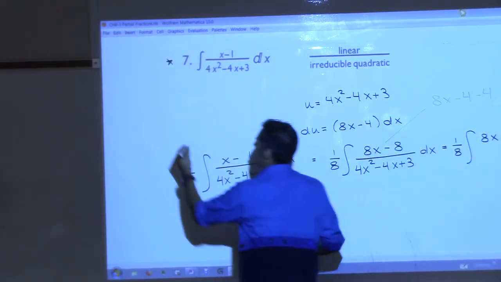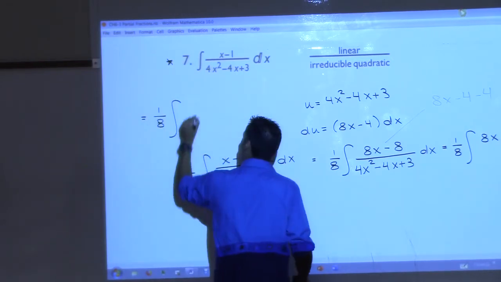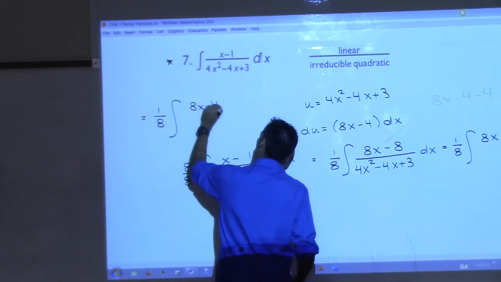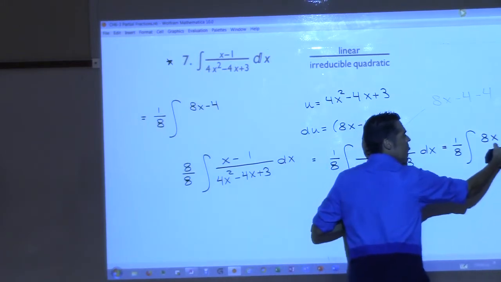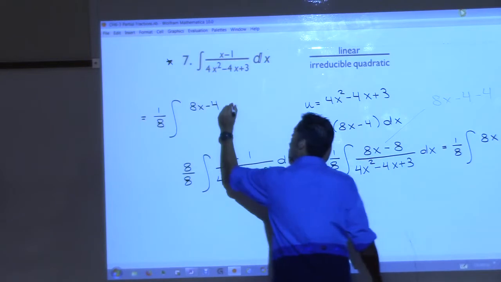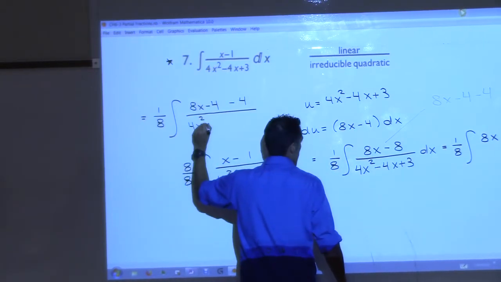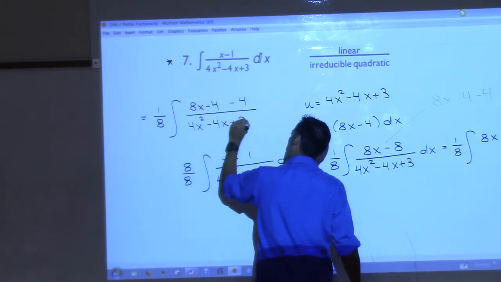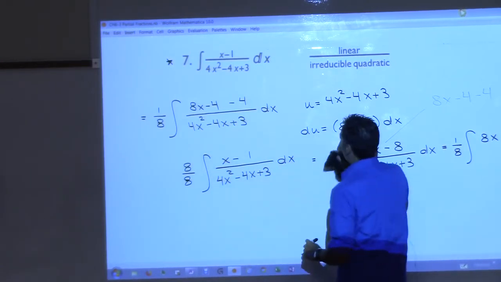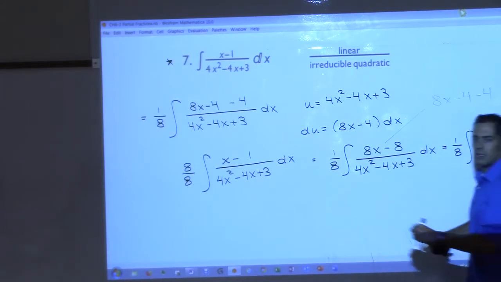Okay, keep going here. I have 1/8 integral. Up top I have 8x minus 4, right? That's these two. And then let's just put those two together. So what's those two together? Minus 4. Okay, so I have minus 4, and then over 4x squared minus 4x plus 3 dx. So I've just found a way of rewriting the problem, right? Big deal. But do you see what I can do now? Do you all see it?